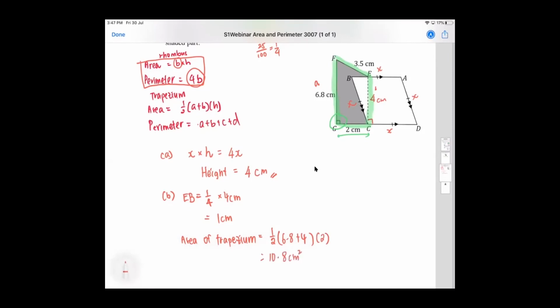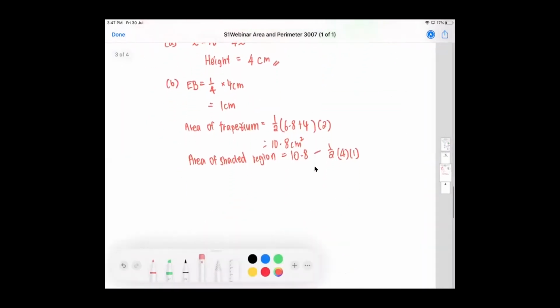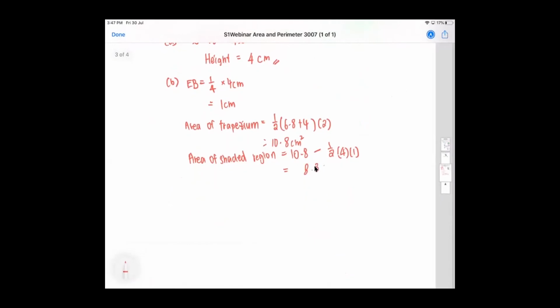Then to find the area of the shaded part, which is a composite figure, you just take the trapezium minus the triangle BEC, which is 2, equal 8.8.